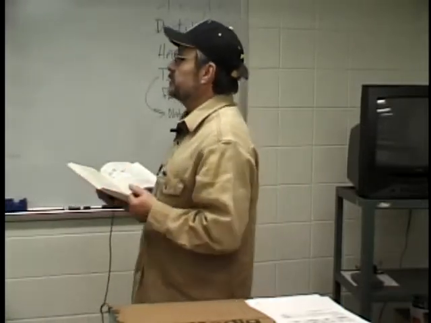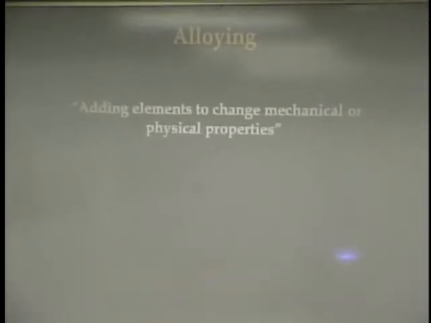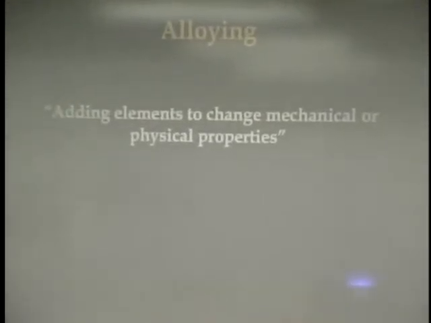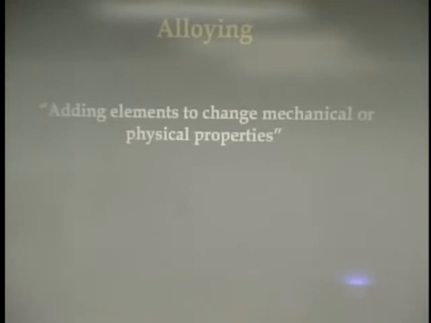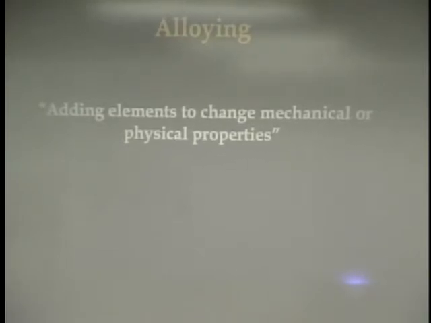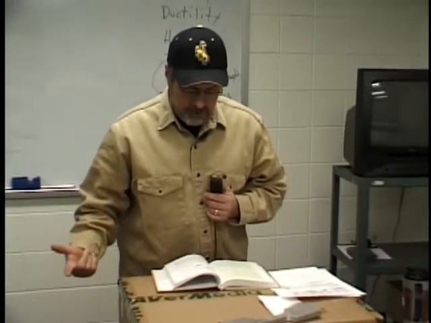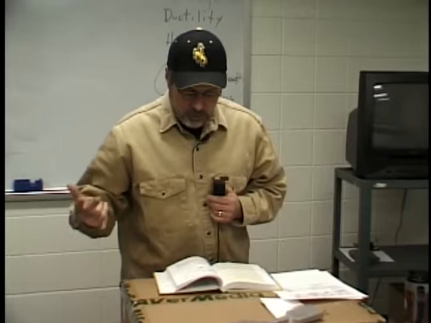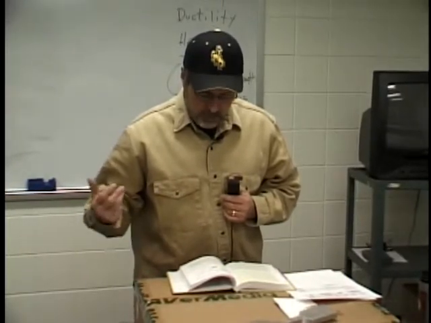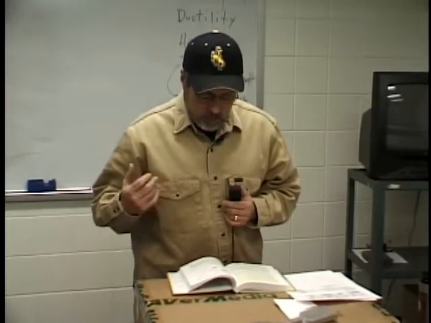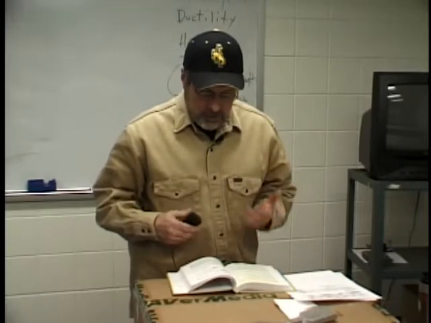Alloying, what's the definition of alloying? Adding elements to change mechanical or physical properties. Your book states six purposes for doing alloying: to increase the hardenability, to increase strength at ordinary temperatures, to improve high temperature properties, to improve toughness, to increase wear resistance, and to increase corrosion resistance.